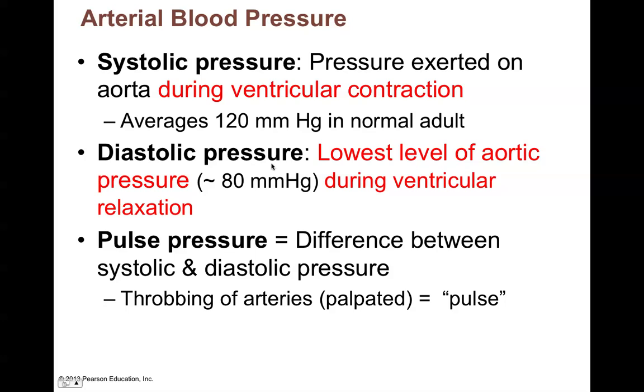Diastolic pressure is the lowest level of aortic pressure, which is about 80 millimeters of mercury on average during ventricular relaxation. And diastolic pressure of individuals will vary a little bit around that number as well. Pulse pressure is defined as the difference between systolic and diastolic pressure.